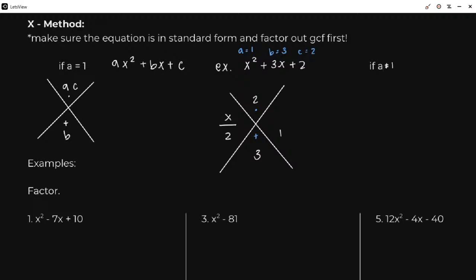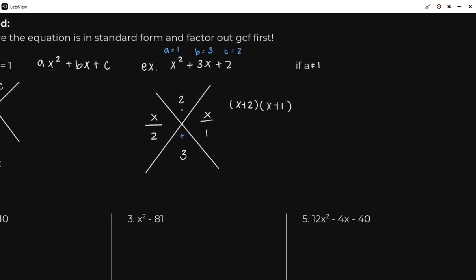And what I do is just write an x on the top, since x times x will equal x squared. So then this will factor into x plus 2 times x plus 1. So you kind of just take those fractions and write it as a term.